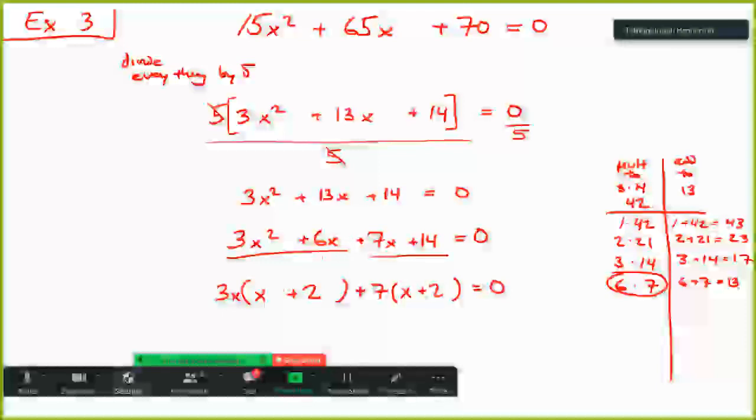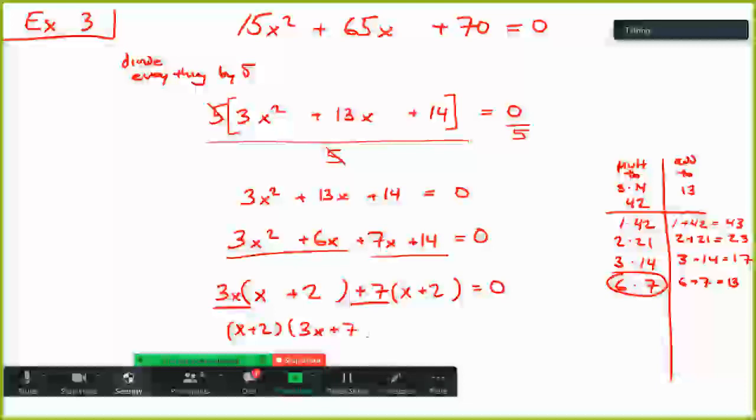And now we divide out the parentheses, so x plus 2. What's left over? 3x plus 7 is left over. And that all equals 0. And now we can set our two parentheses equal to 0 and find the fraction and the whole number answer.